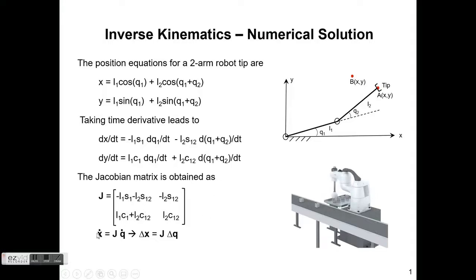So if we use Jacobian, the x dot in this case is a vector. In other words, x dot and y dot in the vector form is equal to J times dot q1 and dot q2. So this is the vector. And if you write in infinitesimal way, because this is dt, the dt cancels out, and it will be delta x equal to J delta q. So the Jacobian also relates the incremental motion of the tip to the incremental motion of the joint.